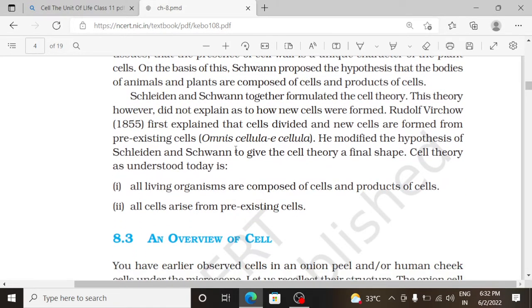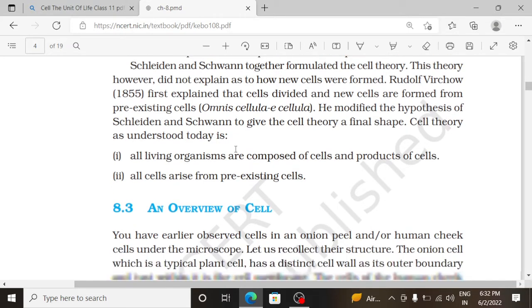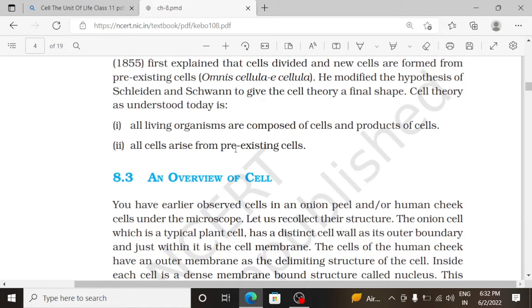Schleiden and Schwann together formulated the cell theory. This theory, however, did not explain as to how new cells were formed. Rudolf Virchow in 1855 explained that cells divided and new cells are formed from the pre-existing cells. Omnis cellula e cellula. He modified the hypothesis of Schleiden and Schwann to give the cell theory a final shape. Cell theory as understood today is all living organisms are composed of cells and products of cells.